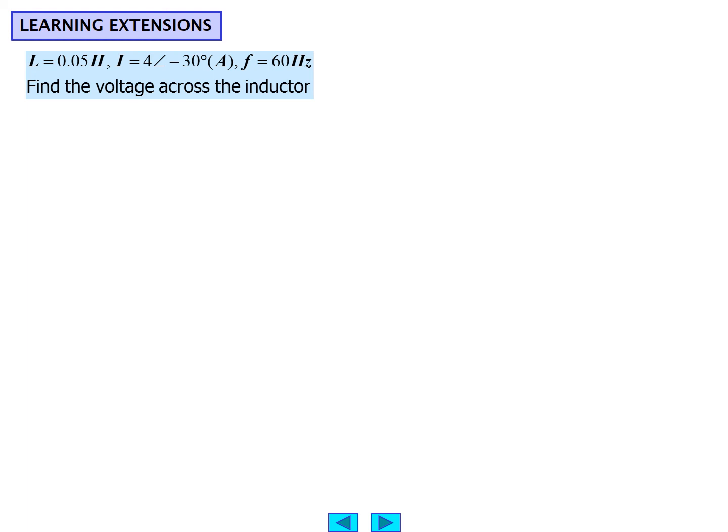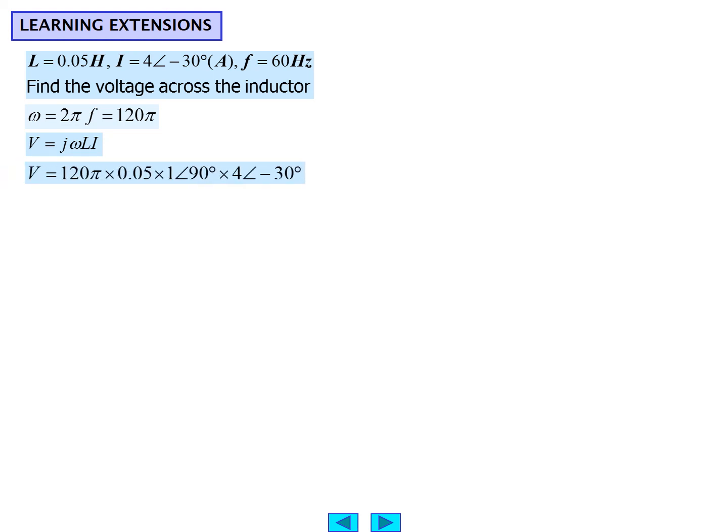So now we're going to take a look at the voltage across an inductor. L is equal to 0.5 henries, I is equal to 4 angle minus 30 degrees in amperes, f is 60 hertz. Find the voltage across the inductor. Omega is equal to 2πf, that's 120π. V is equal to jωLI, which we found from our test solutions earlier. Therefore, V is 120π times 0.5 times 1 angle 90. 1 angle 90 again comes from j. j is equal to e^(j90°), amplitude of 1, angle plus 90 degrees, times 4 angle minus 30 degrees, which is our definition for current I in phasor form.